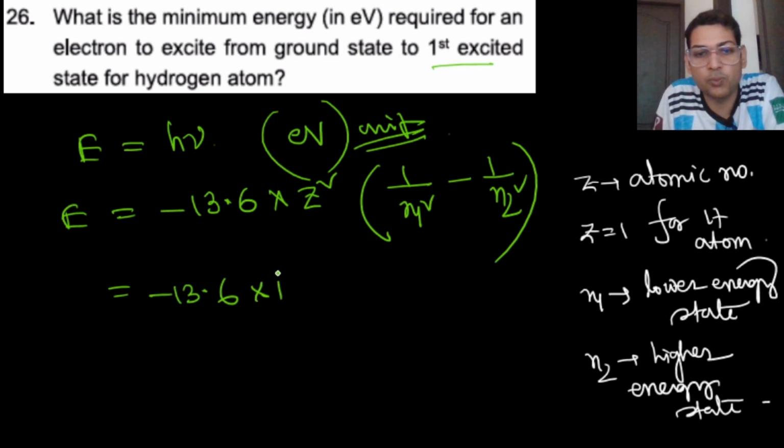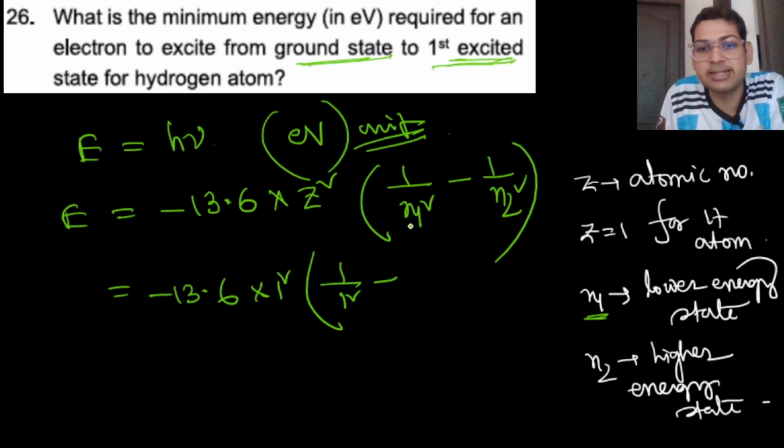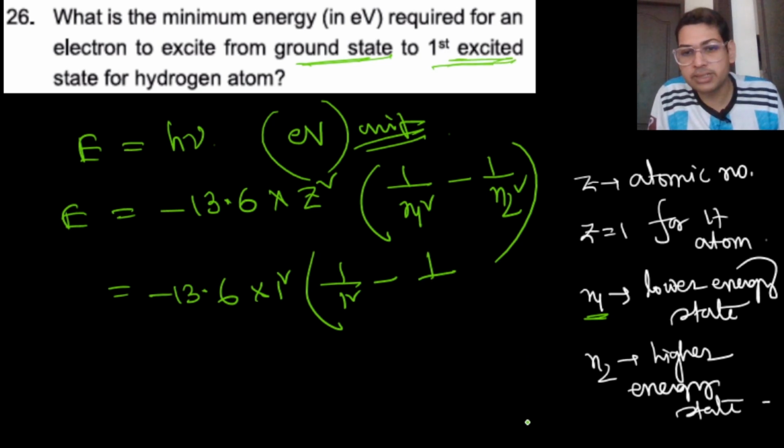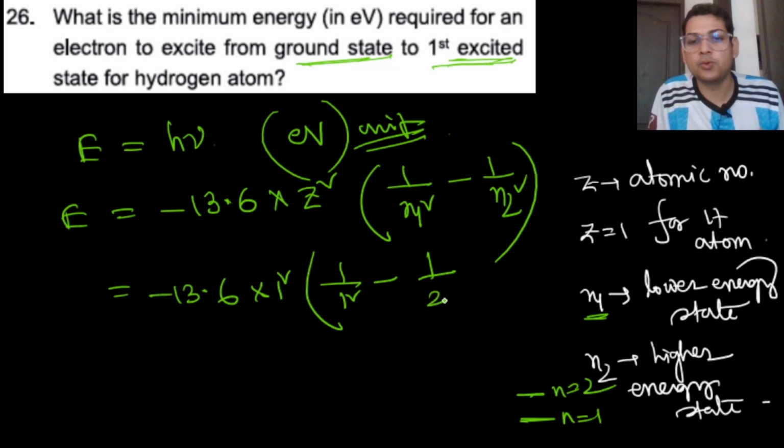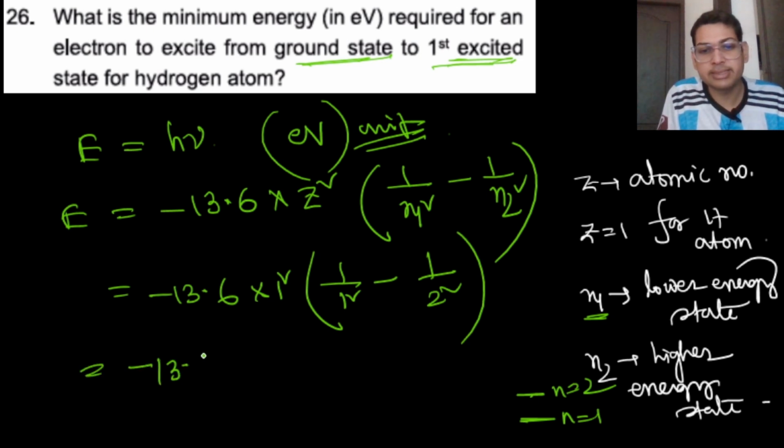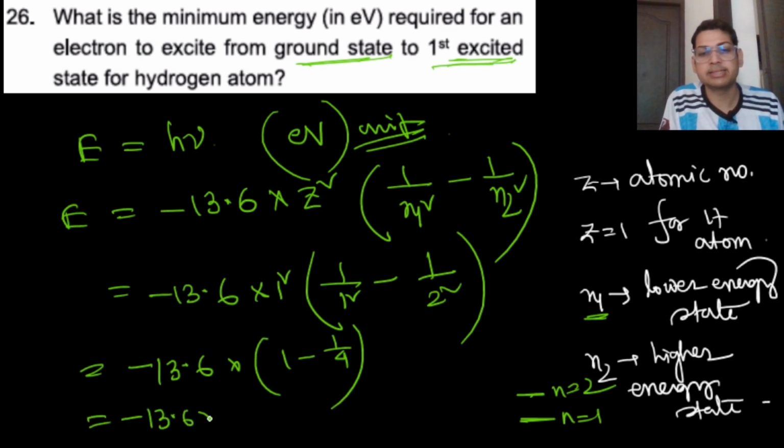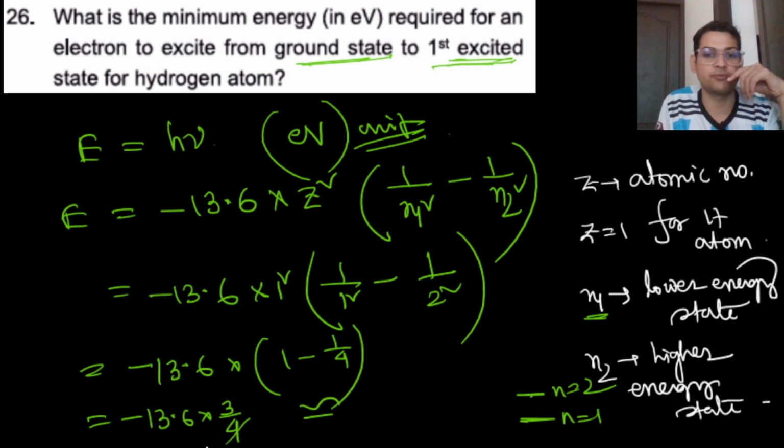Minus 13.6 into 1 square, 1 by, from the ground state. Ground state means the lower energy state, which is 1 by 1 square. And the first excited state means n equal to 2, so 1 by 2 square. So minus 13.6 into 1 minus 1 by 4, that means minus 13.6 into 3 by 4. The value comes to about 10.2, so it will be minus 10.2.